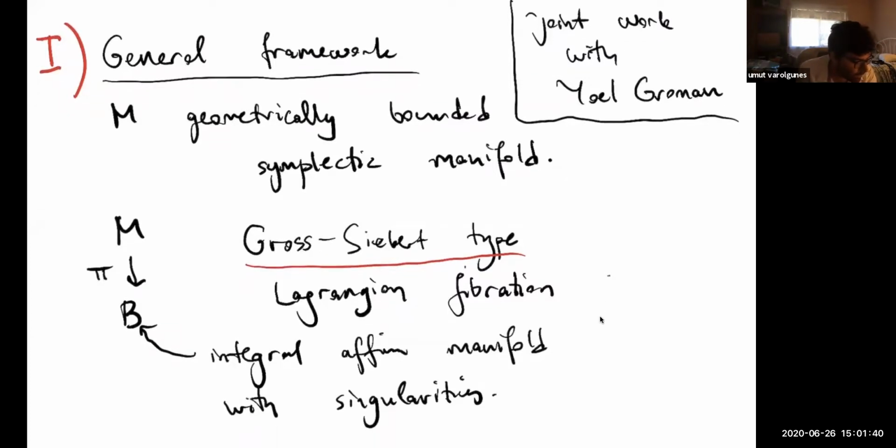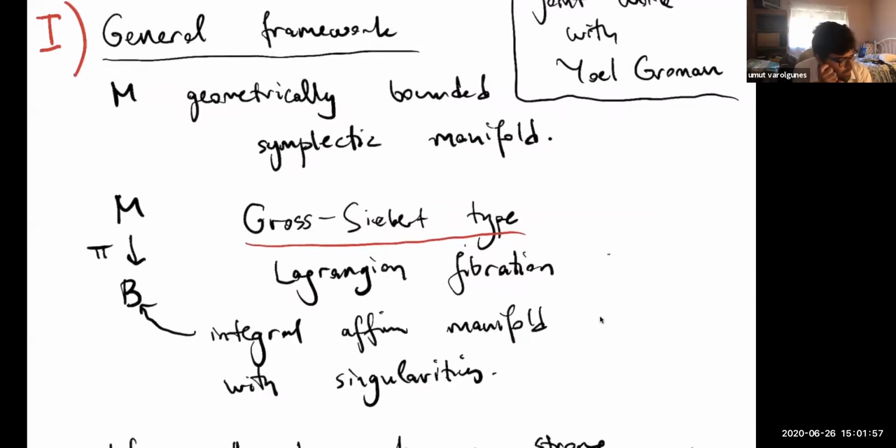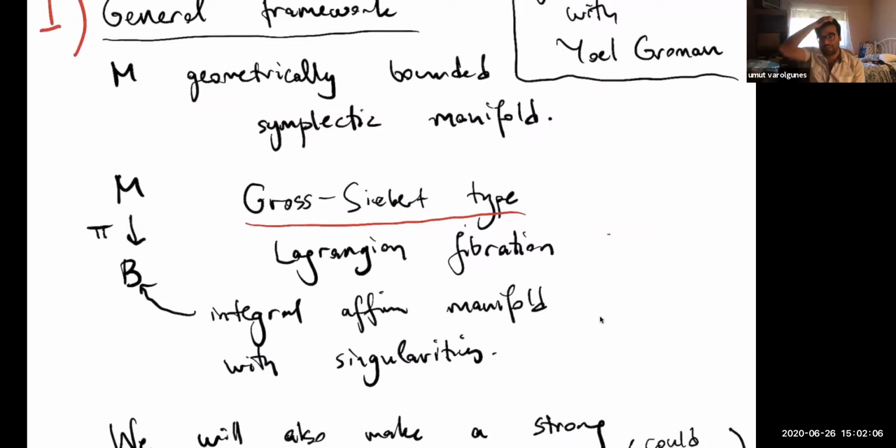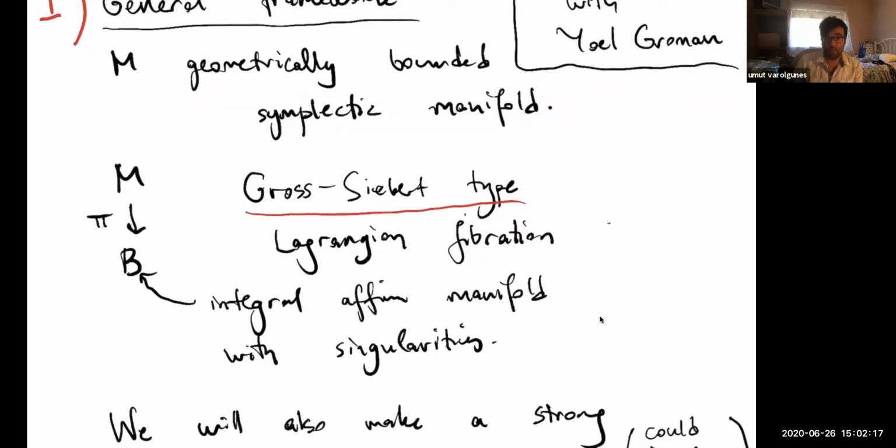I'm going to talk about some general framework, but I actually don't know how general this framework is. It should be read as the most general framework that the current techniques I'm going to explain might apply to. So M is supposed to be a geometrically bounded symplectic manifold. I will always use M for symplectic manifolds and Y for B-side objects like analytic spaces or maybe sometimes schemes too. And B is always going to be some kind of integral affine base with singularities.